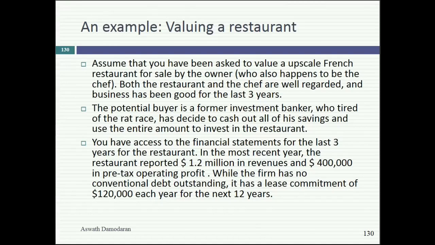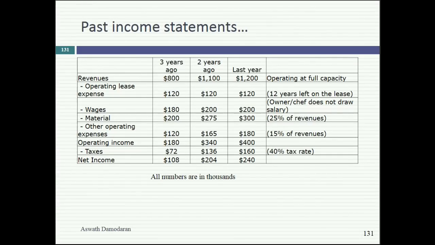The firm has no conventional debt, but it has lease commitments outstanding because I lease the restaurant space. It's $120,000 every year for the next 12 years. So I have a 12-year lease. Last year, I made $400,000 in operating income and $1.2 million in revenues. You're trying to figure out how much you should pay for my restaurant. You ready? Let's get the process started. First step is you want to figure out how much I'm actually making on my restaurant. So let's go through the financials to make sure that you've got every I dotted and every T crossed.